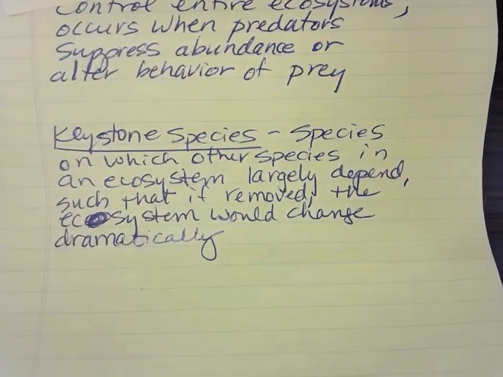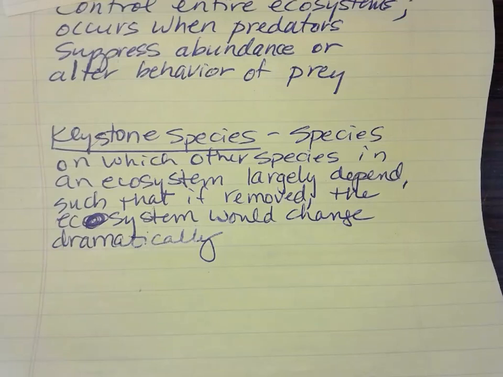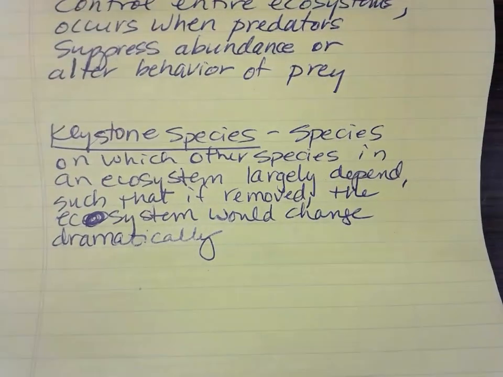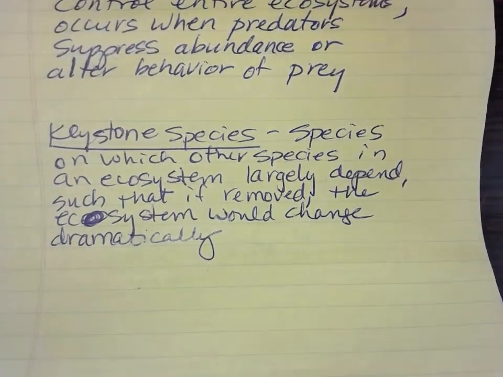And then again, the keystone species, not the most abundant species necessarily, but the most important, the one that is doing all of the regulation. And if it was removed, that removal would result in some drastic changes.